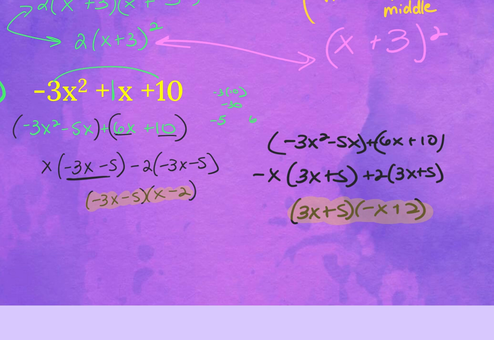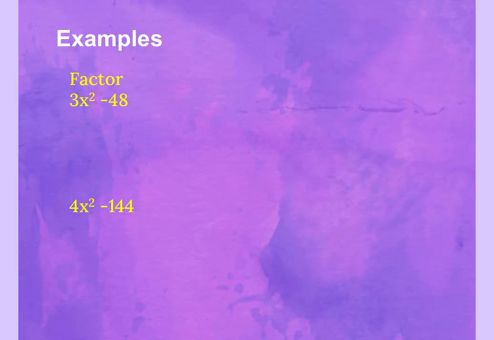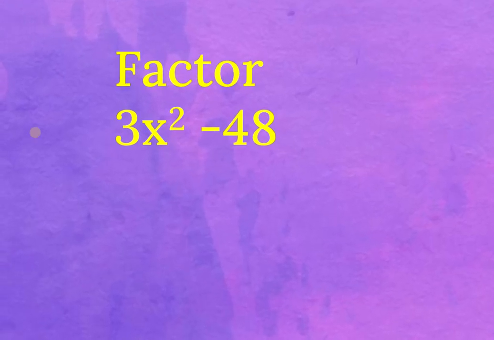All right. Questions on that one? Moving on, E. All right. Can I factor something out of this? What goes into both 3x squared and 48? 3. Take out the 3.